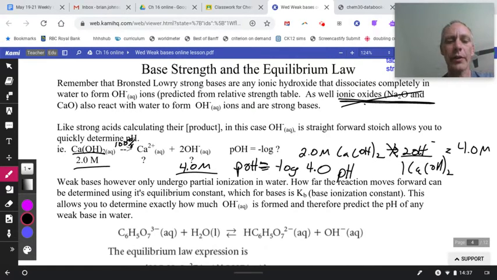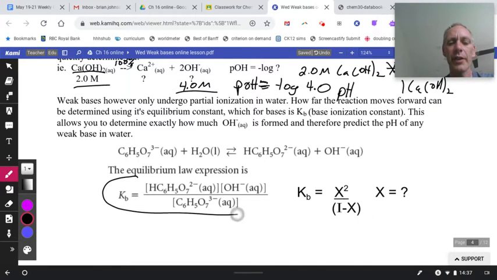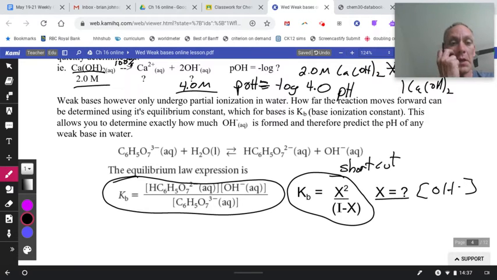It's just stoichiometry. And then for our weak bases, we are using the equilibrium expression, and we are jumping straight to that wonderful shortcut. And we know that X is equal to concentration of hydroxide. Okay, sorry, I should have introduced that at the start.